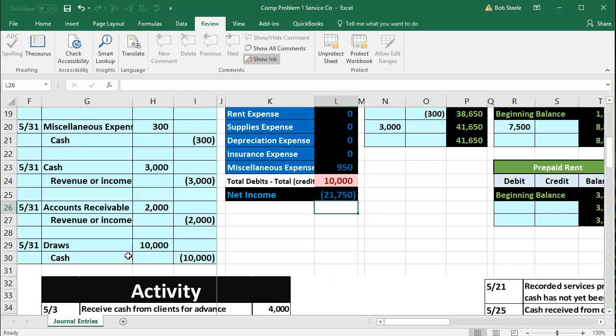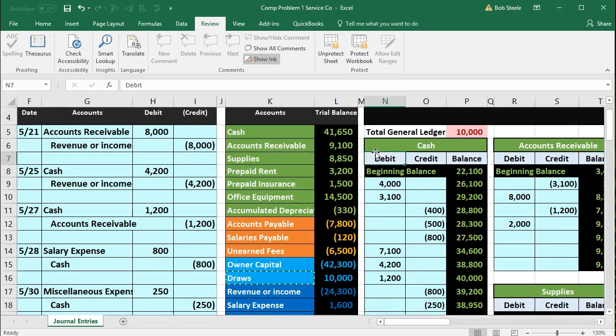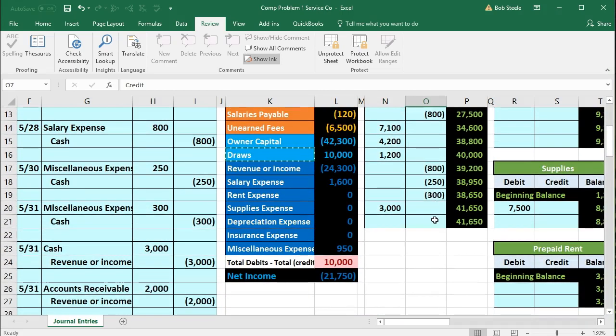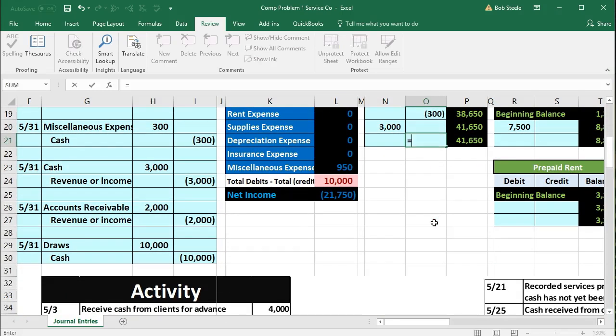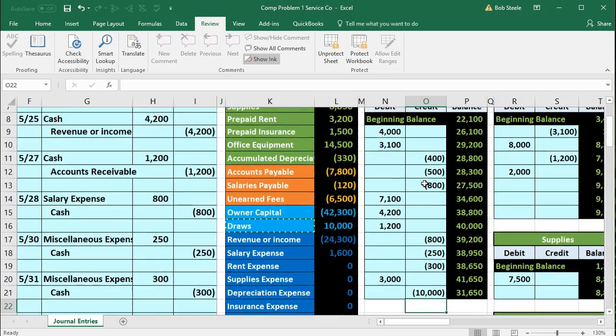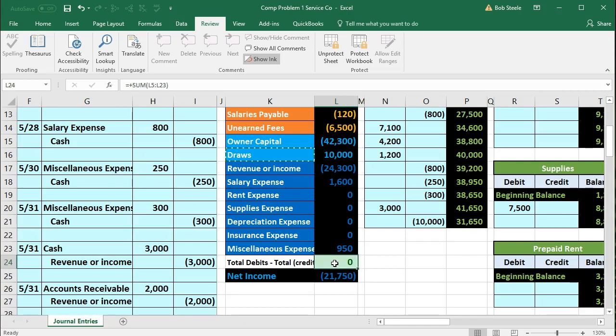Next, we're going to have cash. It's going to be a credit of 10,000. Here's cash on the general ledger. We are on the credit side. Next row, here it is in O21. That then will equal this 10,000. So this 41,650 goes down by the 10,000 credit to 31,650. That amount is then reported here on the trial balance, back in balance. So that's going to be the completed problem.